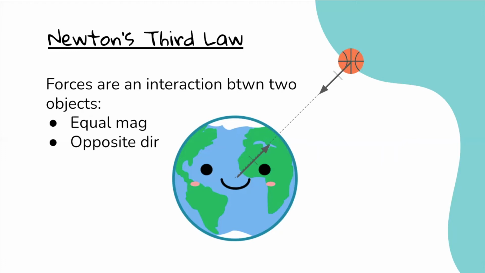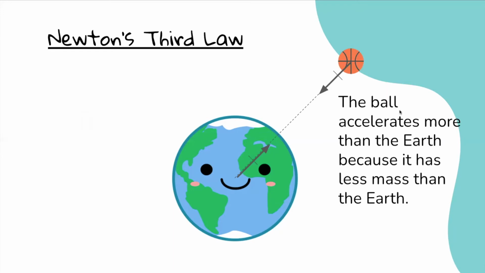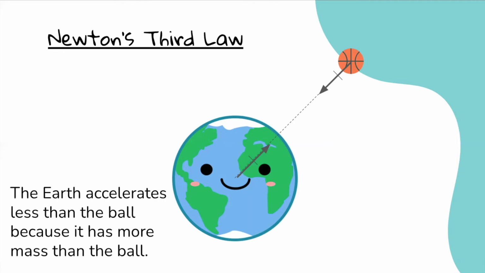These forces are equal magnitude, so if the ball is being pulled 5 newtons down and to the left, that must mean the Earth is being pulled up by 5 newtons to the right because of this mutual gravitational attraction. But the ball accelerates more than the Earth, and that's pretty apparent. We don't see the Earth move when a ball falls, and that's because the ball has less mass and therefore accelerates more. Mass and acceleration are inversely related to each other. By the same logic, the Earth must accelerate less because it has more mass than the ball.